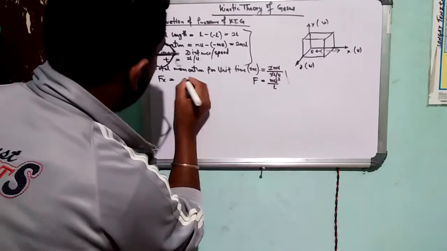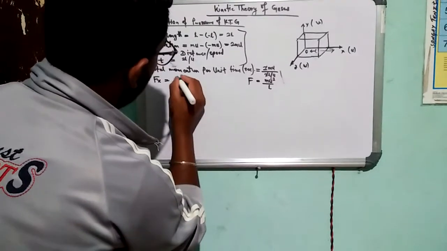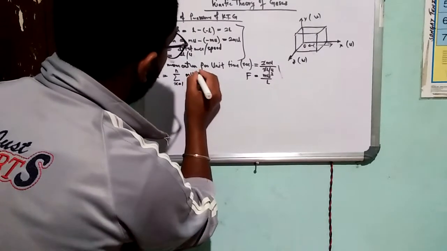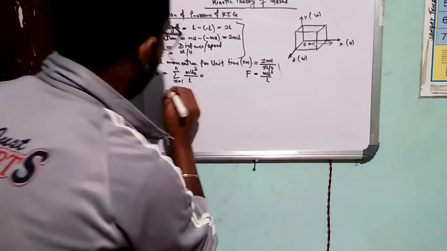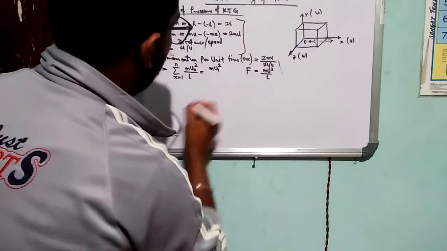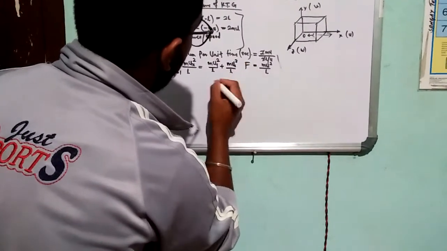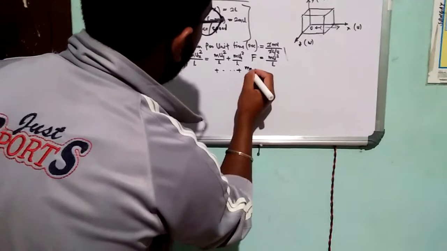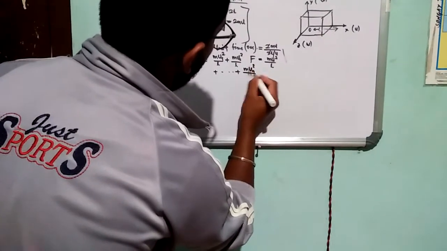So f of x is equal to the summation over x equals 1 to n of m ux square divided by l, which is the force. After solving this, we get m u1 square by l plus m u2 square by l, plus dot dot dot plus m un square by l.